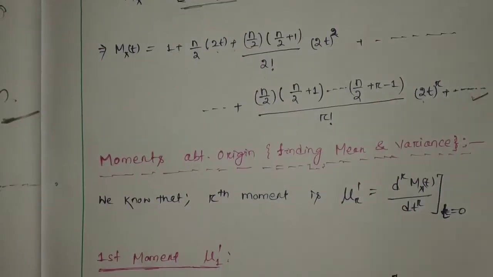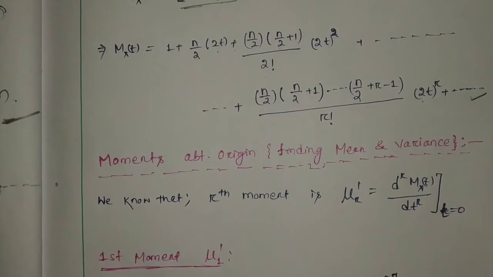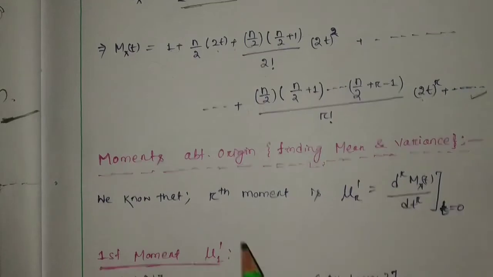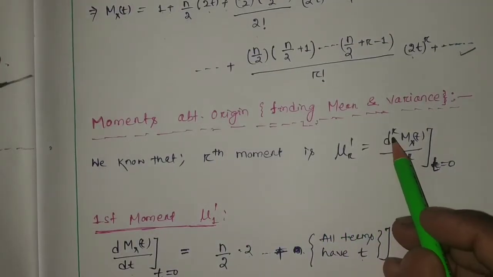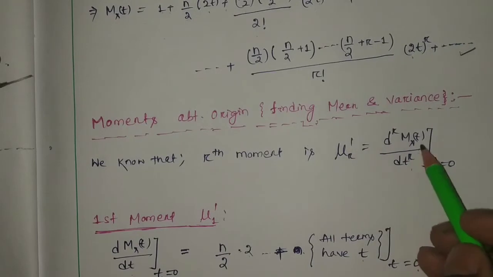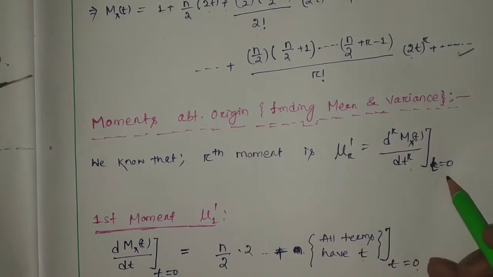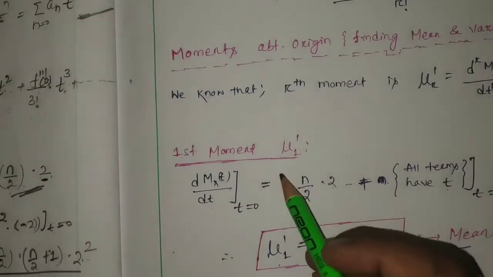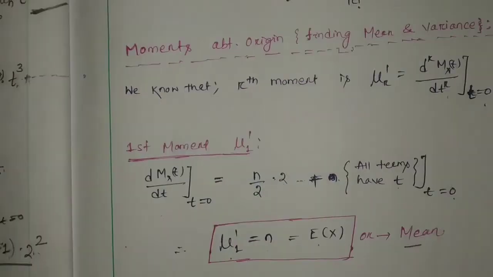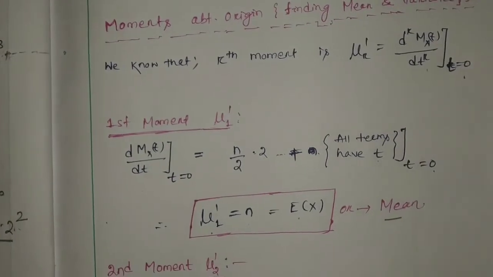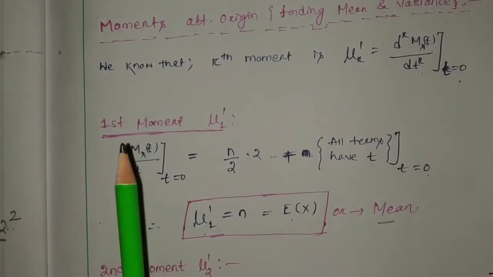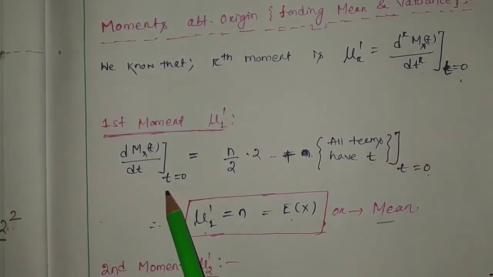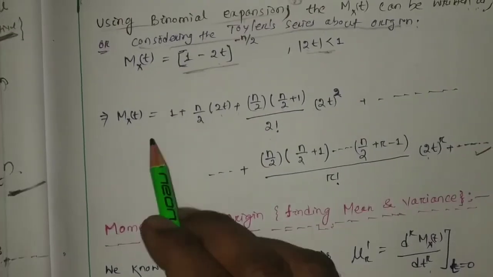Now we are going to go for finding the moments about the origin. Very simple, finding the moments, then we are going to go for the mean and variance. So we know that rth moment is nothing but r times derivative with respect to t of your moment generating function, then we are going to put t equal to 0, that is nothing but rth moment. Now first moment, which is nothing but mu 1 dash, will be how much? First time derivative or single derivative of moment generating function with respect to t, then we have to put t equal to 0. So here directly you just consider this one.